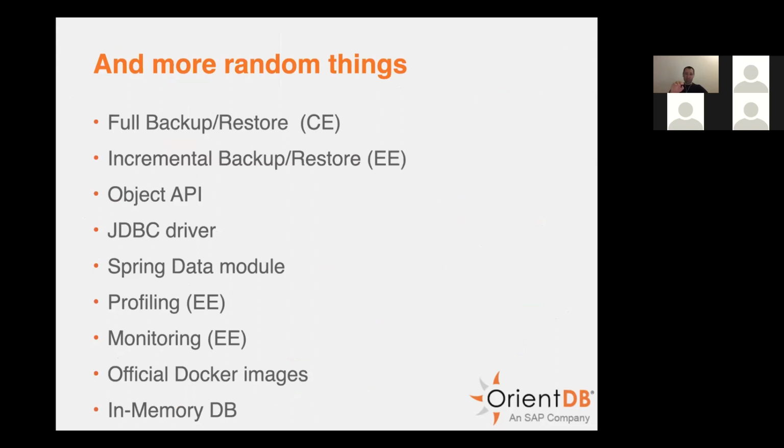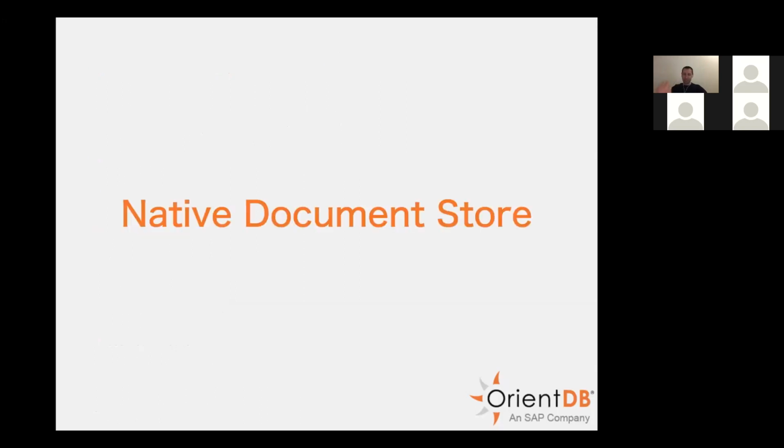OrientDB also has full and incremental backup and restore, an object API, a JDBC driver, a Spring Data module contributed by the community, and some additional profiling and monitoring capabilities in the enterprise. In OrientDB Enterprise, the enterprise version of OrientDB, we have an official Docker image, and it can also work as an in-memory database. So if you decide not to store your data on disk, you can just go purely in memory. There's more actually, but the list is pretty long already. So let's go to the features.